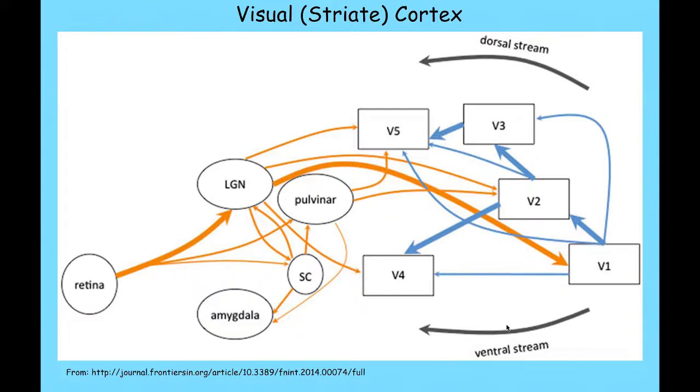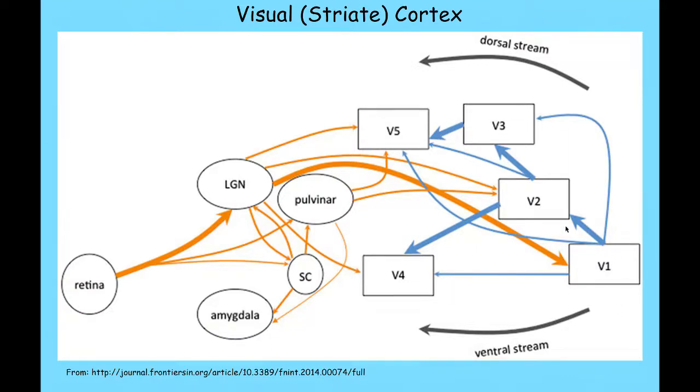So if we look at a schematic representation, here we've got the projection from the retina onto the lateral geniculate nucleus, projection from the lateral geniculate nucleus into V1 here. V1's primary projection is into V2. V2 then projects into V3 and V4, and V3 projects into V5.